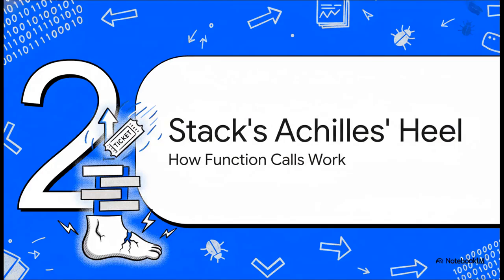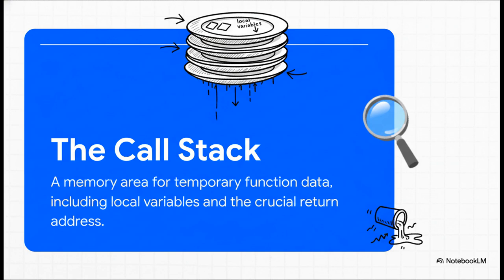So where does the program keep this super important ticket home? Well, it stores it in a special place called the call stack. And this stack turns out to be the program's Achilles heel. The call stack is just a temporary workspace in the computer's memory. The easiest way to think about it is like a stack of plates. Every time a new function gets called, the program puts a new plate on top. And on that plate is all the info for that function, its variables, and, you guessed it, buried in there is that all-important return address.